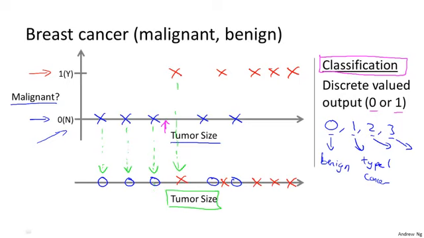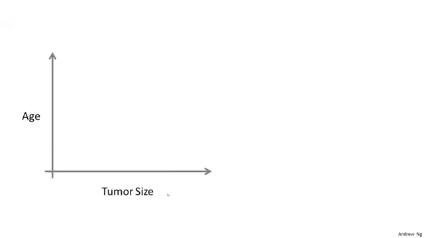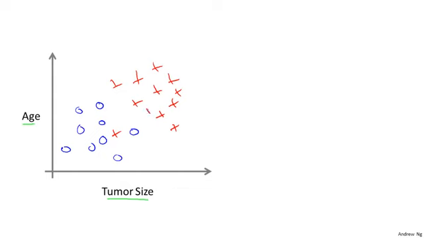Here's an example. Let's say that instead of just knowing the tumor size, we know both the age of the patient and the tumor size. In that case, maybe your data set would look like this, where I may have a set of patients with those ages and that tumor size. It may look like this, and a different set of patients that look a little different, whose tumors turn out to be malignant, as denoted by the crosses.